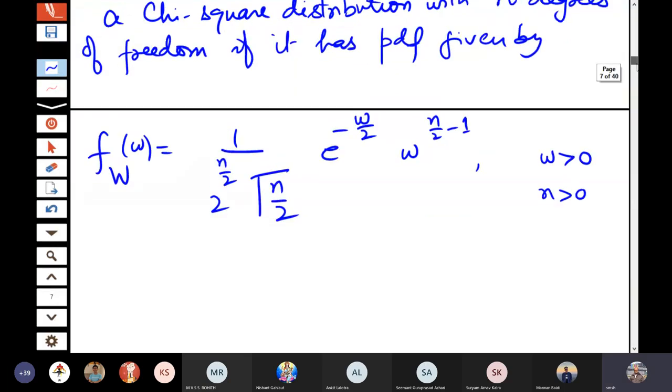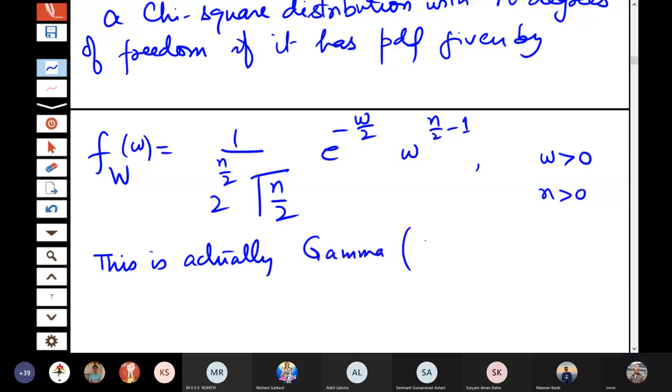In gamma, if I put r equal to n by 2 and lambda equal to 1 by 2, this is actually gamma with r equal to n by 2 and lambda equal to half. So I am calling it a sampling distribution and a new name is given. So we will derive it. First of all, let us look at the properties. What is the mean of a gamma distribution? Do you remember? What was the mean of a gamma distribution?